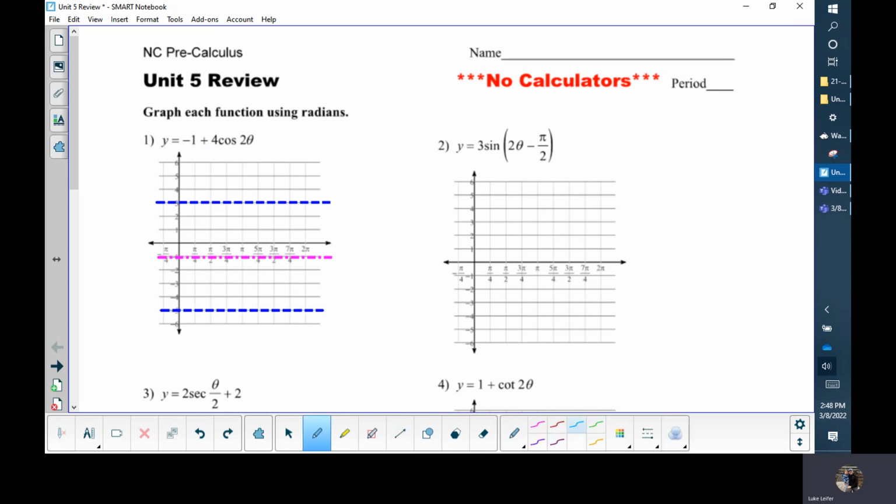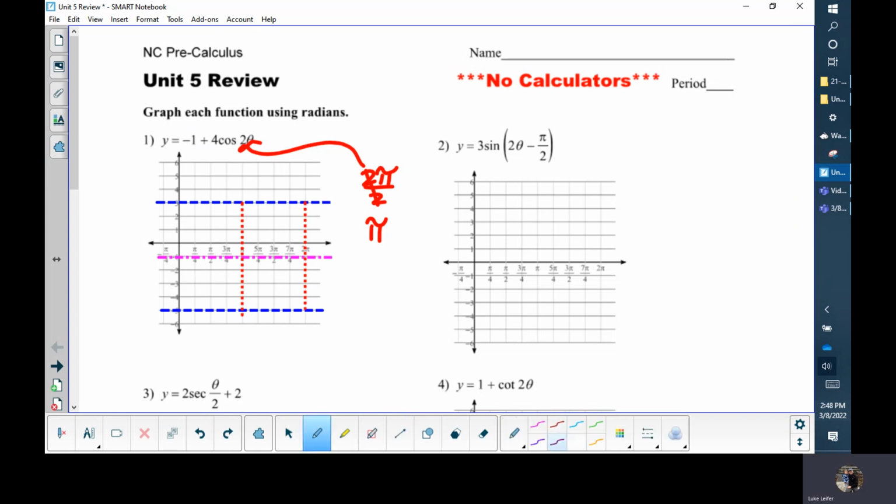Okay, then I need my period. So it's 2 pi over b. B just happens to be 2 in this scenario. So my period is pi. Go ahead and make some vertical lines at pi. And you'll notice I can fit 2 cycles in this one.